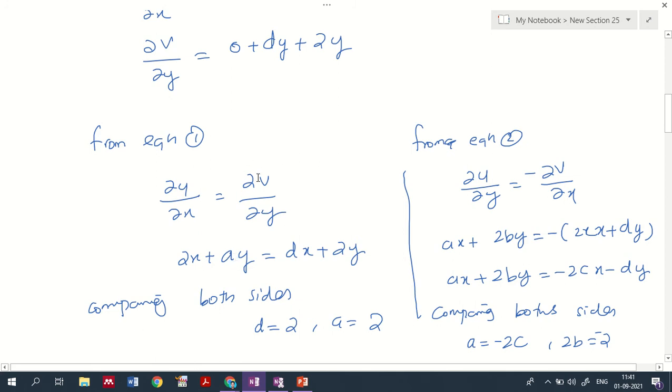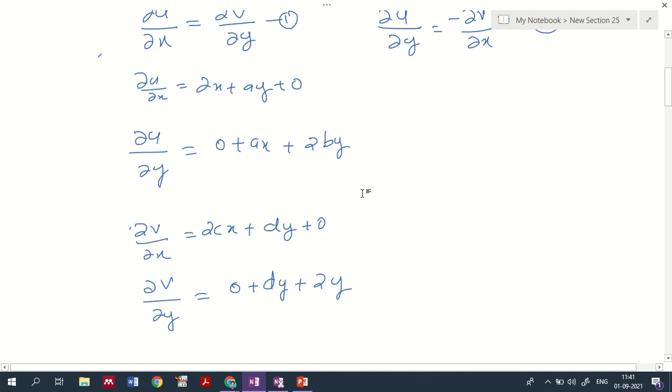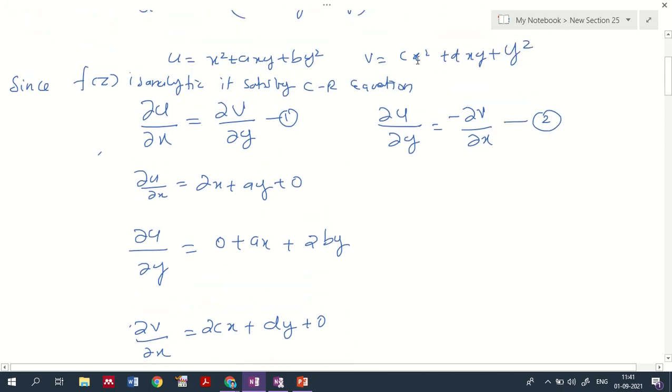Also we know ∂v/∂y. What is ∂v/∂y? From the above representation, ∂v/∂y is 2y + dx. It's not dy, it will be dx, right? There's a small correction here. It will be dx, because we are differentiating v with respect to y, so I'll be getting dx + 2y.